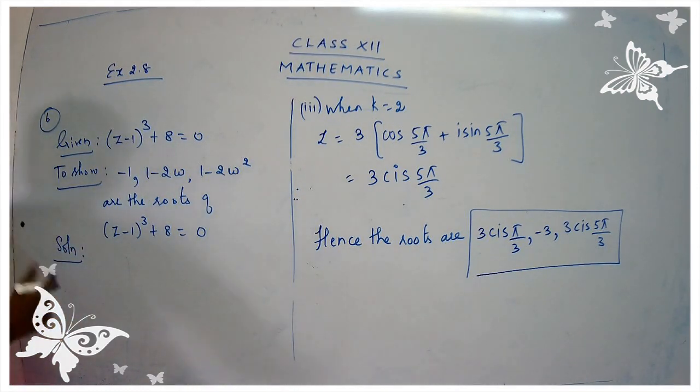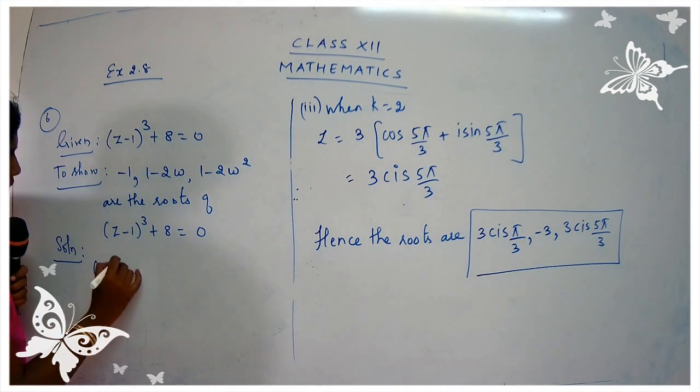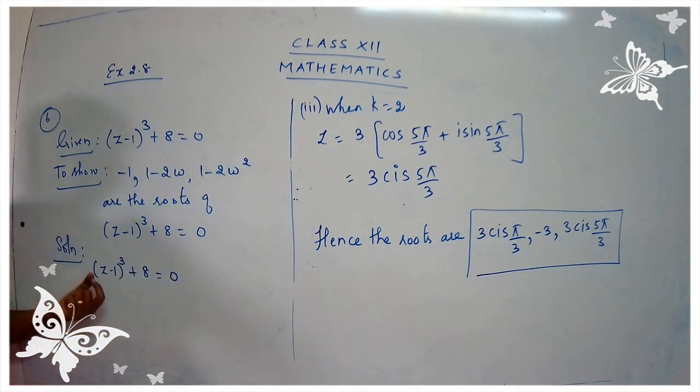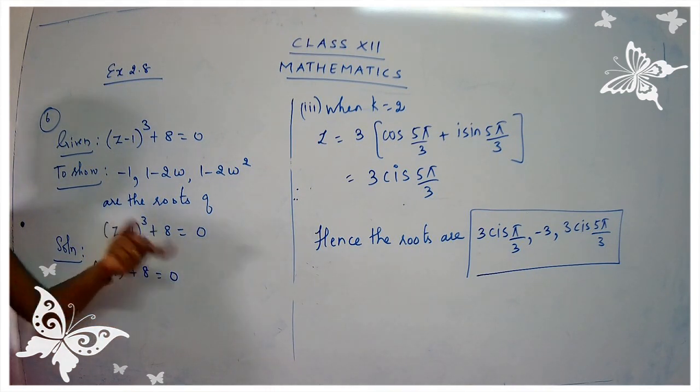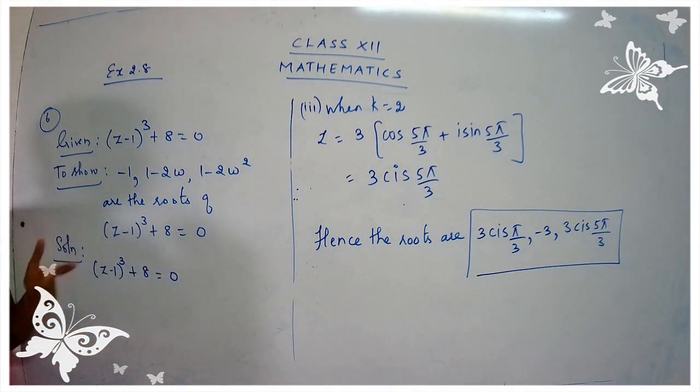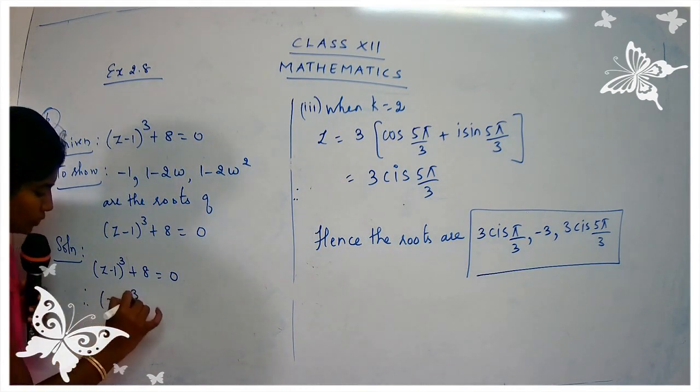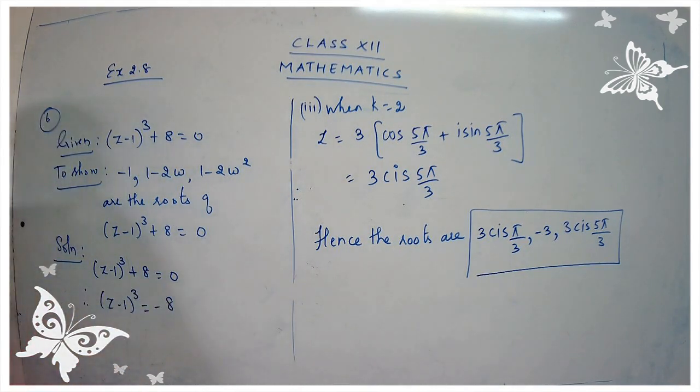I'll just start with the given part. z minus 1 the whole cube plus 8 is equal to 0. Here I am just going to shift again the number to the RHS part. The same thing that we have done in our previous sum. So therefore z minus 1 the whole cube is equal to minus 8.